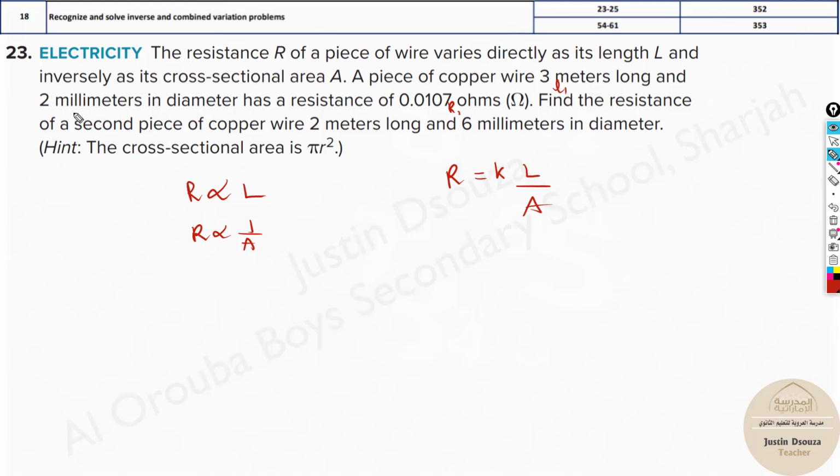First one, L1, and this is the diameter. So what is the radius? Here radius would be 1 millimeter. So once you find the radius, you can find the area, right? A1 can be found over here. First, let's do area. Pi r square. So area will be pi into 1 square.